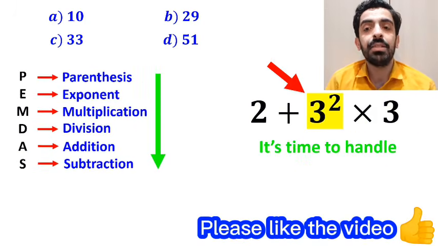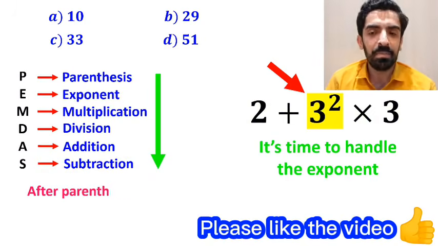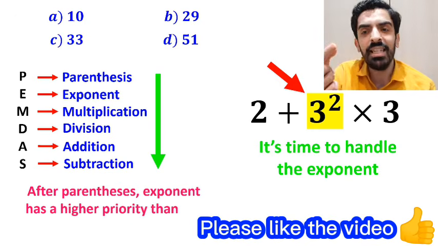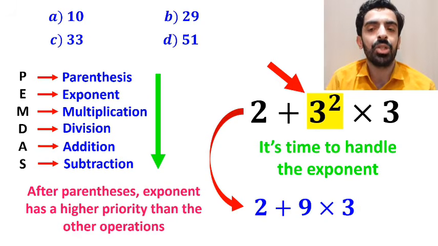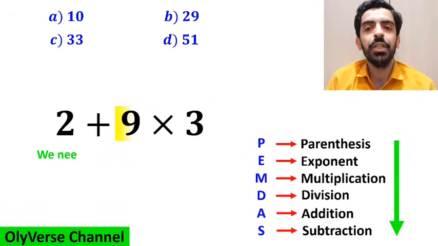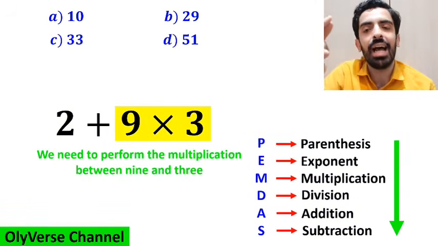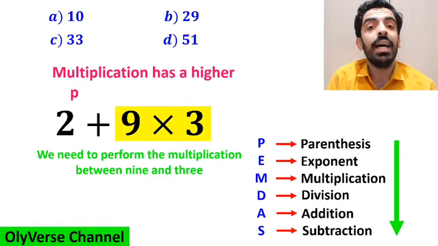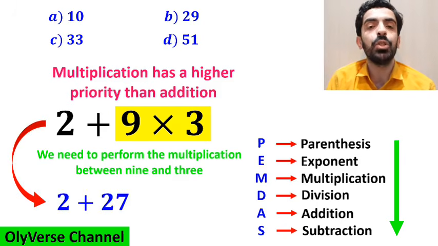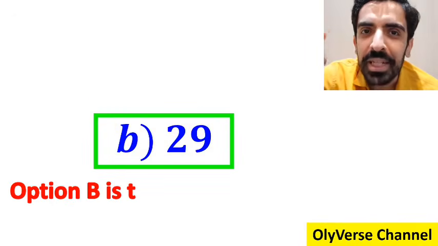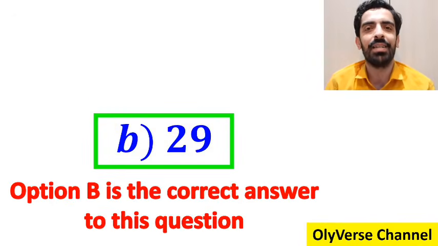In the next step, it's time to handle the exponent because after parentheses, exponent has a higher priority than the other operations. So, we rewrite this expression as 2 + 9 × 3. In the final step, we need to perform the multiplication between 9 and 3 because multiplication has a higher priority than addition. And this expression simplifies to 2 + 27, which ultimately gives us the answer 29. That's great. Option B is the correct answer to this question.